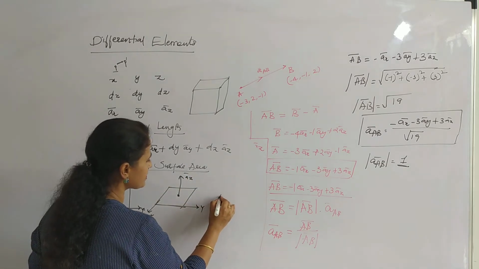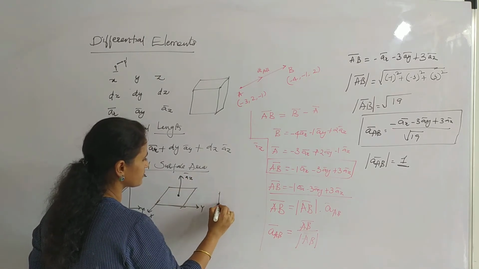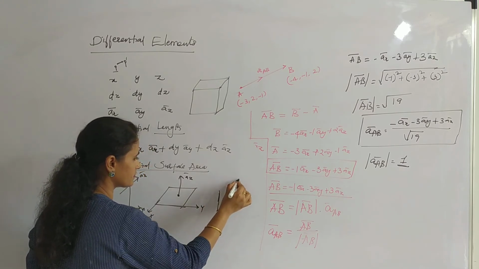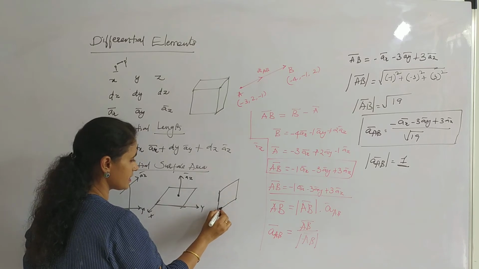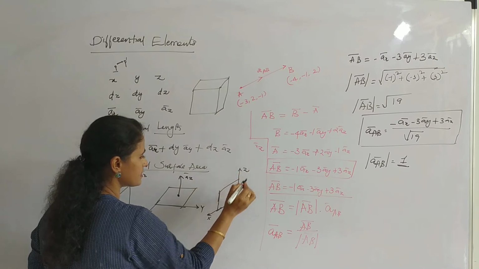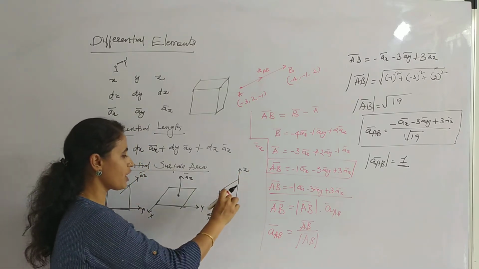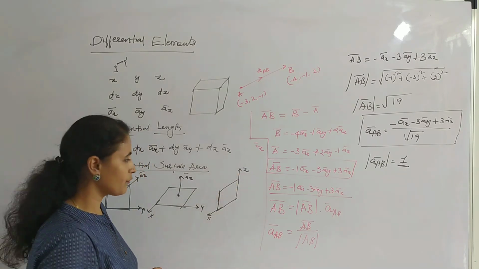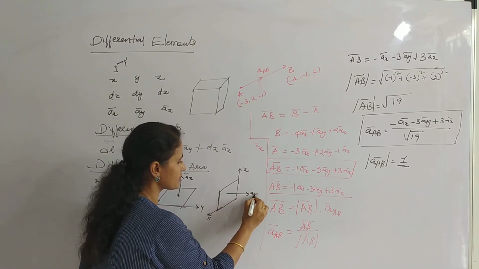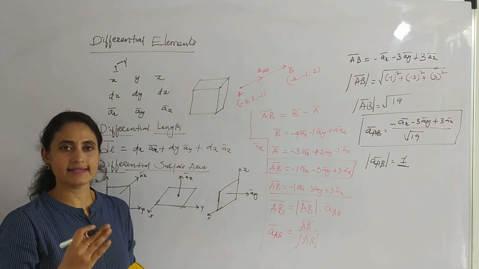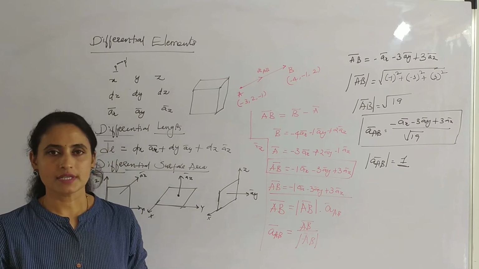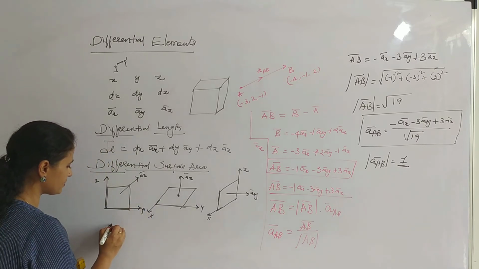And if the surface is formed with x and z, then what about the third coordinate? The third coordinate y will be normal to this one. So we obtain three surfaces: normal to x, normal to y and normal to z. This means we will have three differential surfaces.